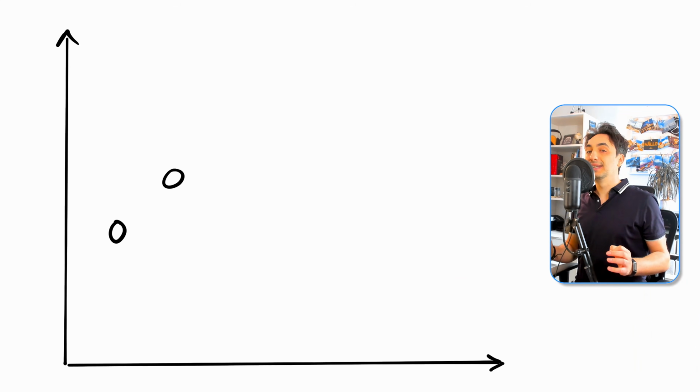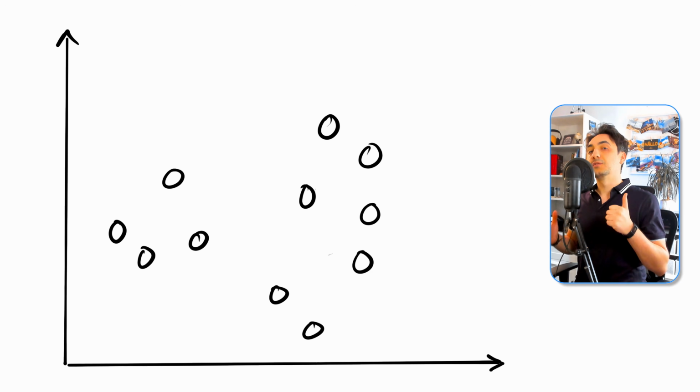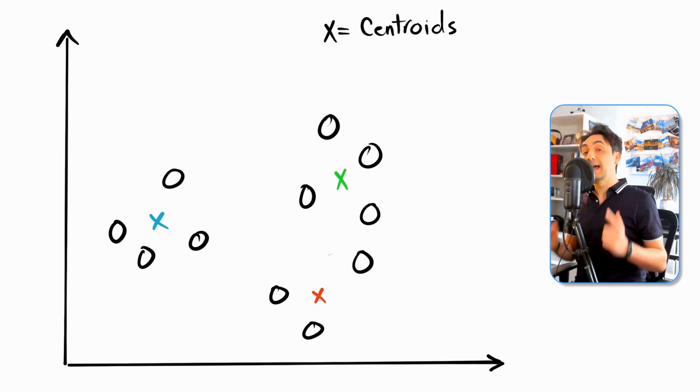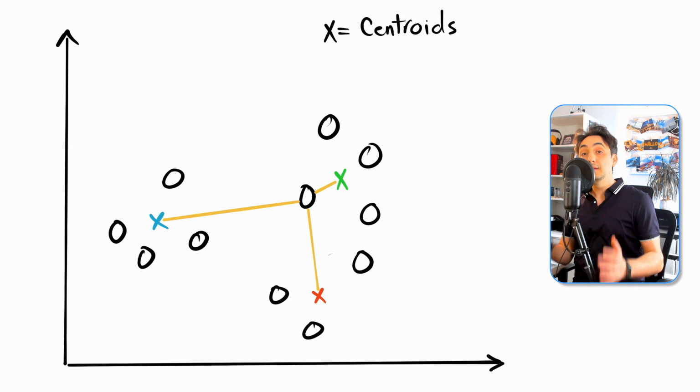Let's say that in our dataset we have the following data points. So first we have to define how many clusters we want to build. So in this example we're going to go with 3 clusters, and after that the algorithm is going to pick 3 points and we call them centroids. And then it's going to assign the data points to the nearest centroid.